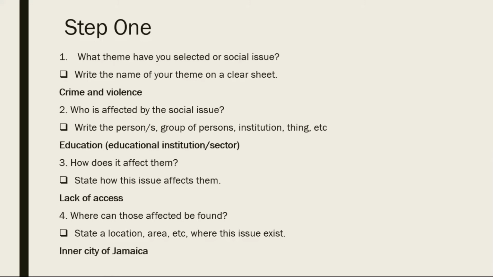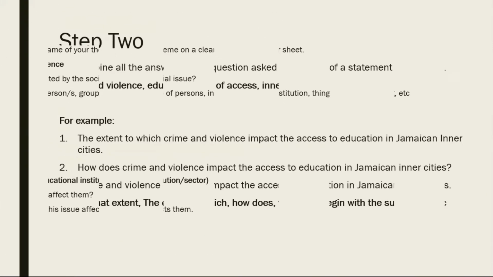Now that we've done step one, which is to, of course, write the name of the theme, which is the what. To write the persons who have been affected, which is the educational sector. Also, we have identified how it affects them. We realize that they have a limited access to education. And finally, who are these people? Where can they be found? In the inner city of Jamaica. It doesn't have to be in Jamaica, but this is just an example. Let us move on to step number 2.